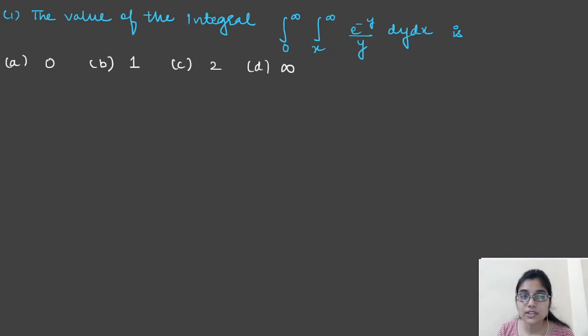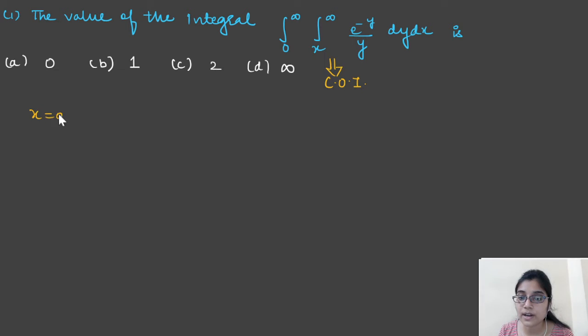The first question that we will do today says: the value of the integral, x is from 0 to infinity, y is from x to infinity, e raised to the power minus y by y dy dx is. So as you will see in the integral, it is very clear that we have to integrate initially with respect to y, but we do not know how to integrate e raised to the power minus y by y. So what we will do? Ultimately we got to know that I have to change the order. It means this problem is from change of order of integration.